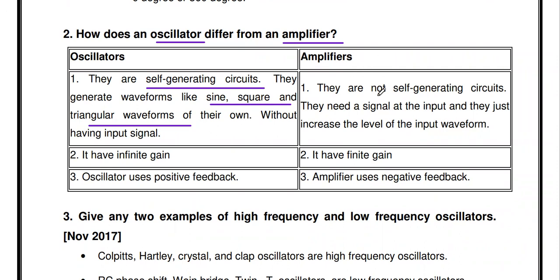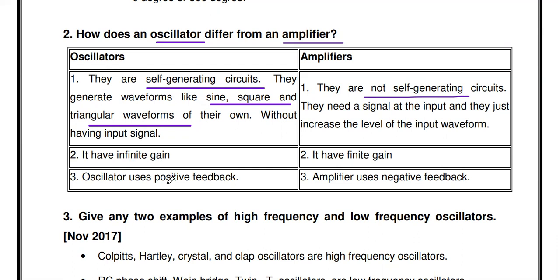But amplifiers are not self generating circuits. They need a signal at the input and they just increase the level of the input waveform. If you apply 1 volt, the amplifier amplifies the signal and gives an output of 10 volts. So an amplifier is not a self generating circuit, while an oscillator is, generating its own waveform. Also, oscillators have infinite gain, but amplifiers have finite gain.